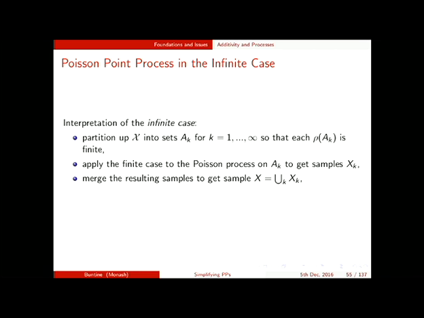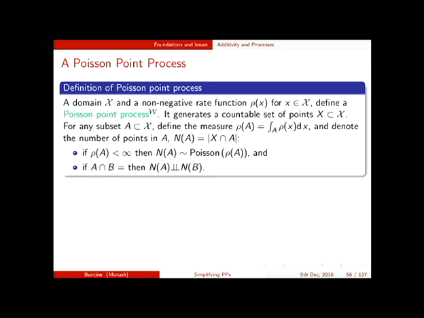So there it is. That's how we deal with a Poisson point process in the infinite case, and adding them up is called superposition. When you're dealing with processes, it's called superposition. When it's functions, it's additive. I could never figure out the difference of the word. So there's our definition again.